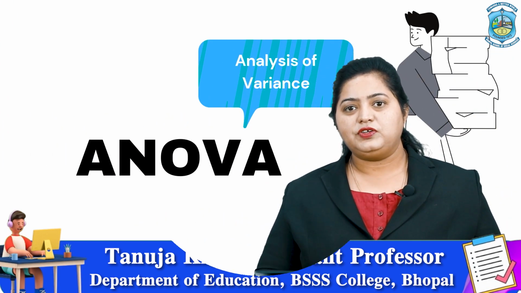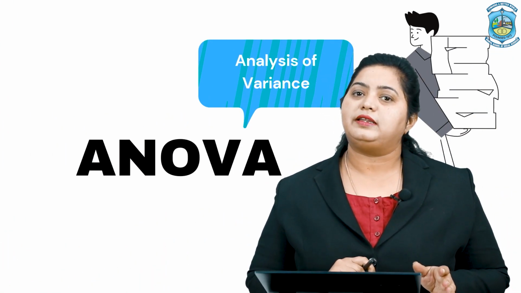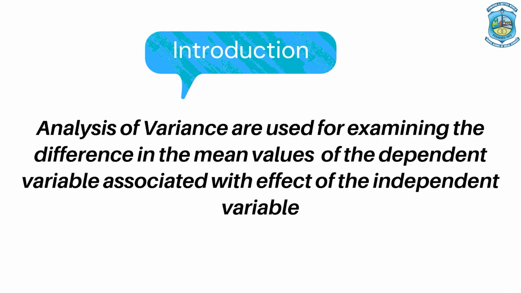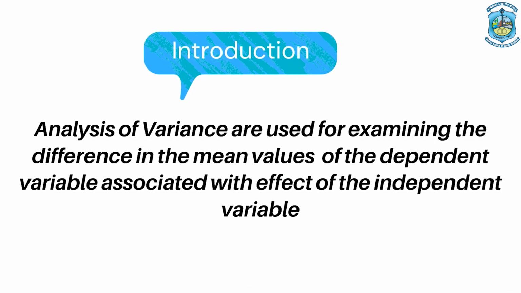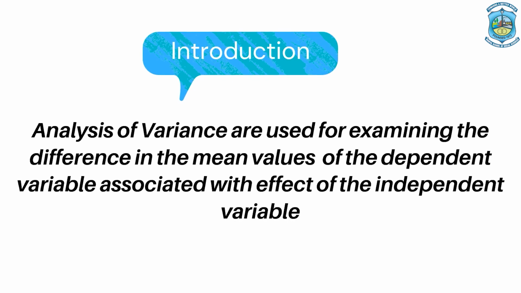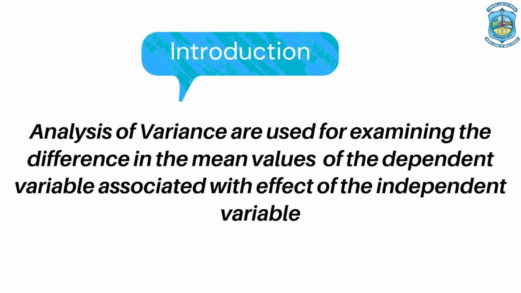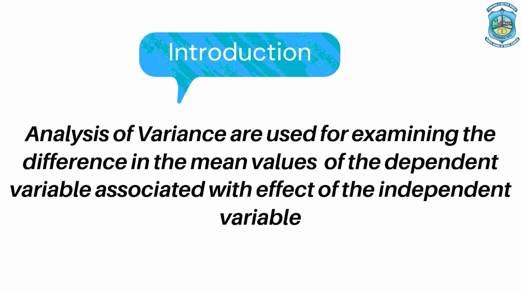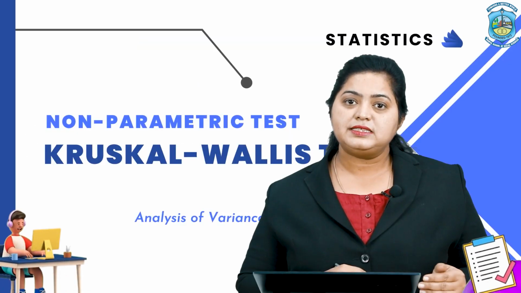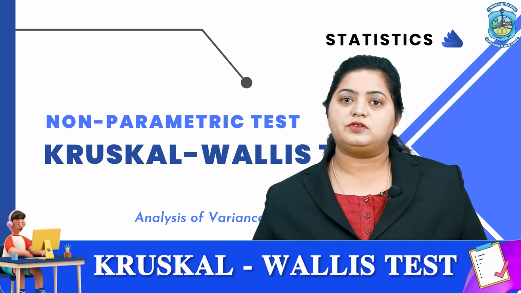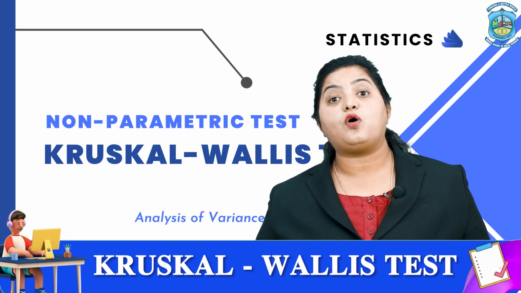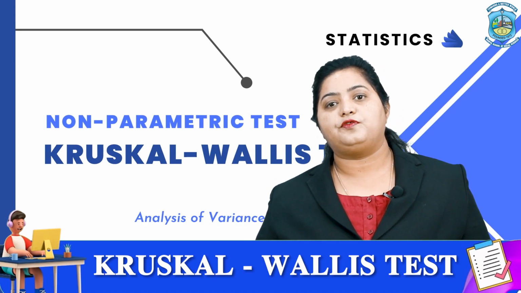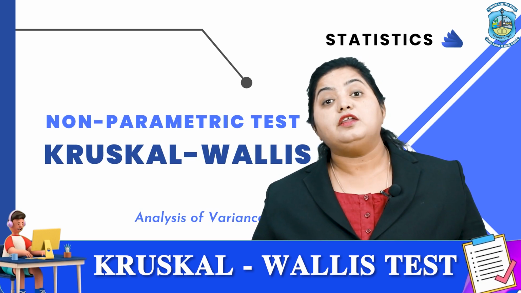In the previous videos, we have discussed analysis of variance. Analysis of variance is basically used to find out the difference between the means when the data is normal, and analysis of variance is a parametric test. In this video, we are going to cover the Kruskal Wallis test, that is the alternate of analysis of variance in non-parametric tests.